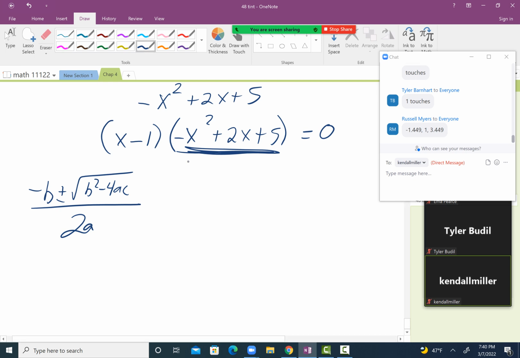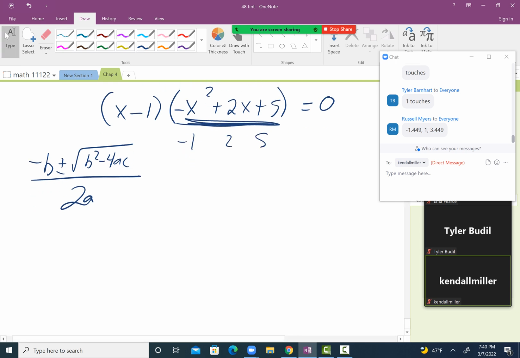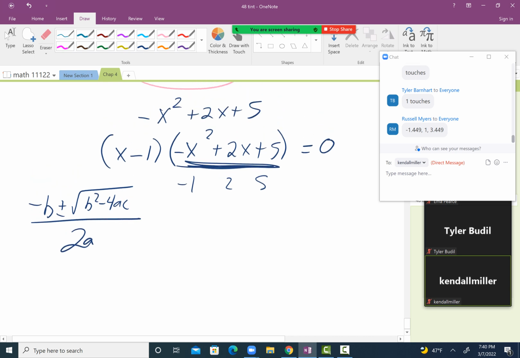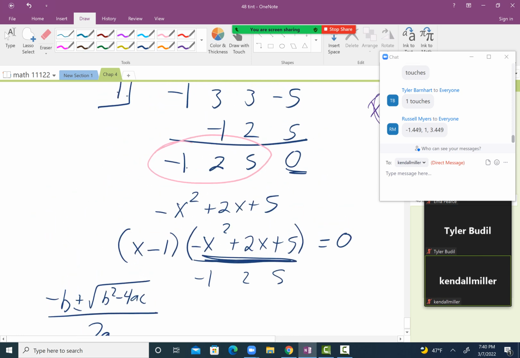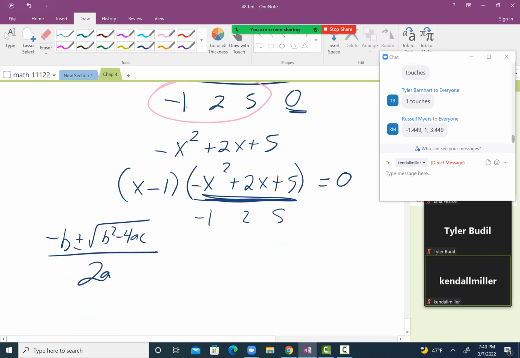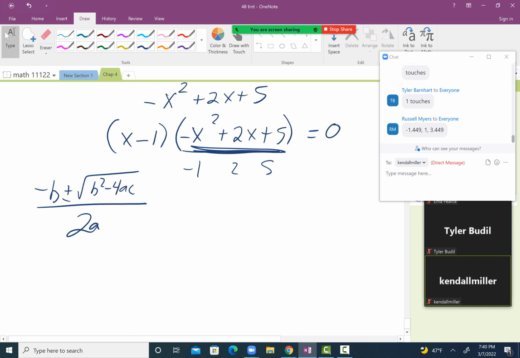So now we're going to put this. We have negative 1, 2, and 5. Did I do that right? Oh, this is supposed to be a negative. No, that's right. Did I get it right? Yeah, okay. I'm nervous. Oh, no, it's good. I see.